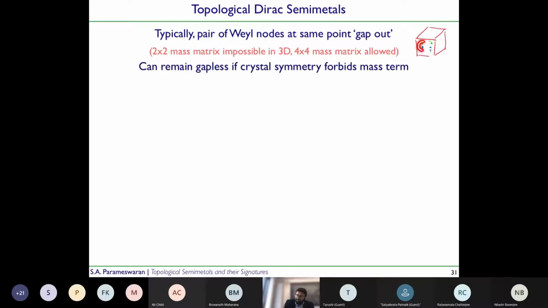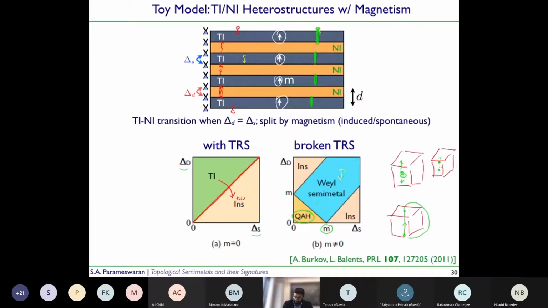So naively, if I give you a plus and a minus Weyl point, generically you need a symmetry to enforce that. So for instance, here, the reason I was able to have a single Dirac point is I'm staying at a critical point. It's not stable to perturbations. If I make delta D a little bit bigger than delta S, I go into the trivial insulator. If I make delta D smaller, I go into the topological phase and vice versa.